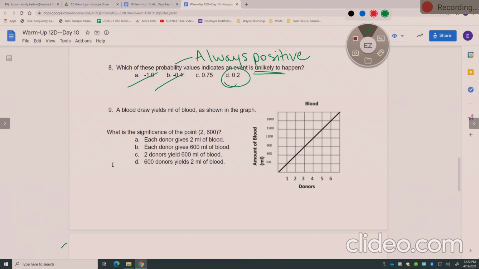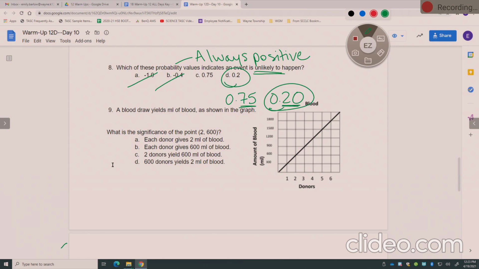If that's confusing to you, remember 0.75 and 0.2, we can put another 0 on the end. And then we're comparing 75 and 20. So we know that 20 is less than 75.